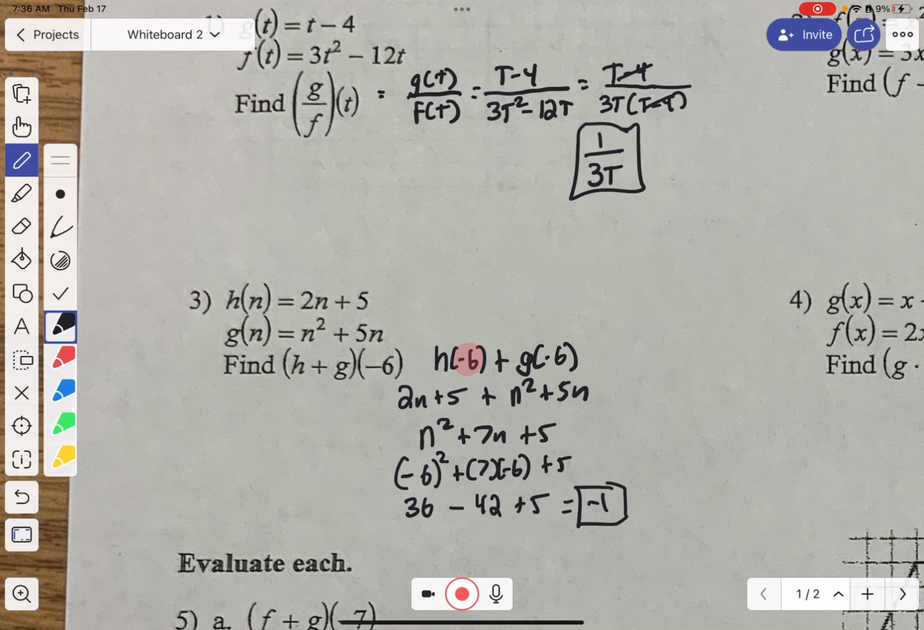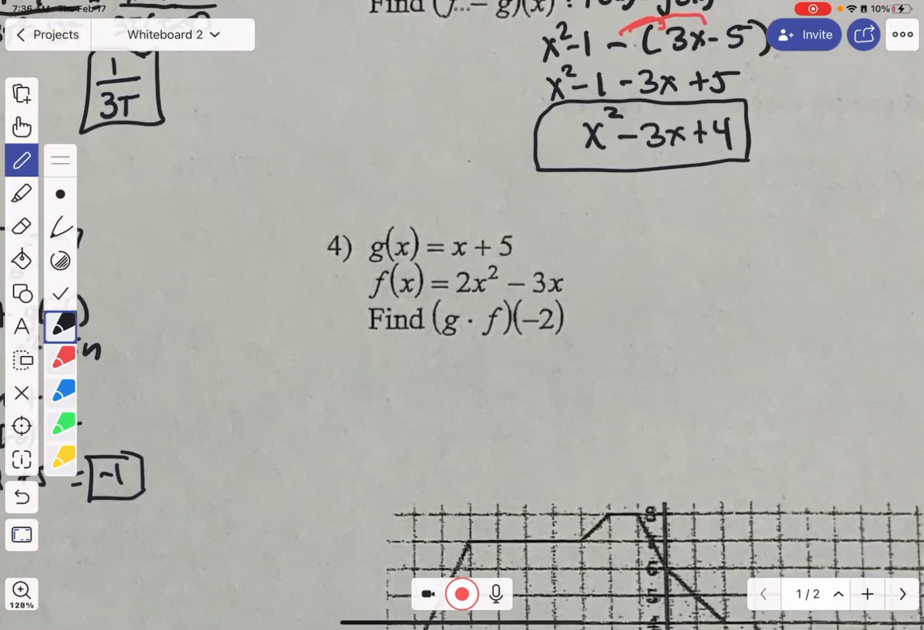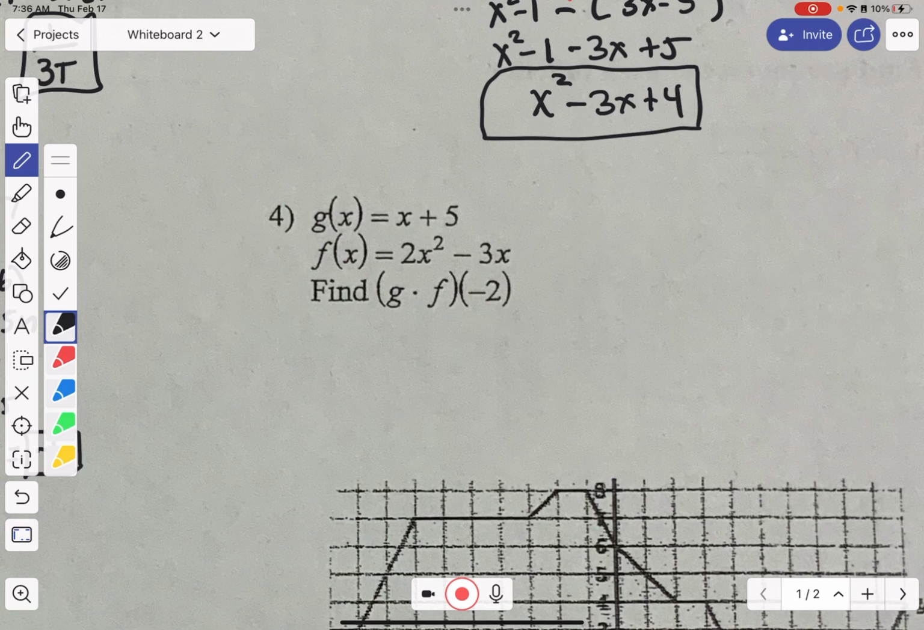That's one way to do it. The other way you could do it is you could evaluate h of negative 6. So 2 times negative 6 plus 5. It's negative 12 plus 5, which is negative 7. And then evaluate g of n at negative 6. So that would be negative 6 squared is 36 minus 30, which is 6. And then negative 7 plus 6 is negative 1. Which way you do it, just make sure you follow the directions of your teacher. You get the same answer either way, so it doesn't matter to me.